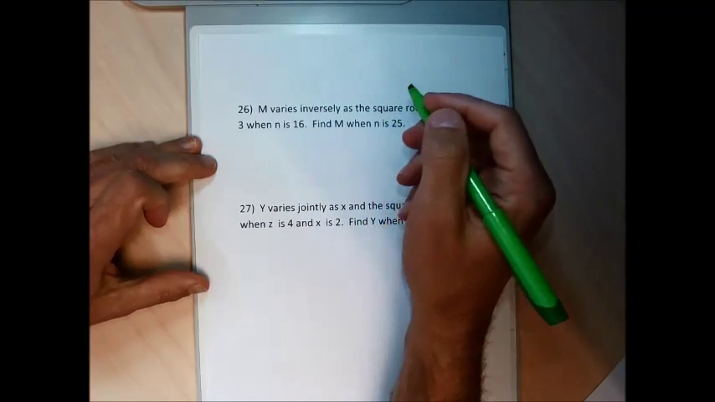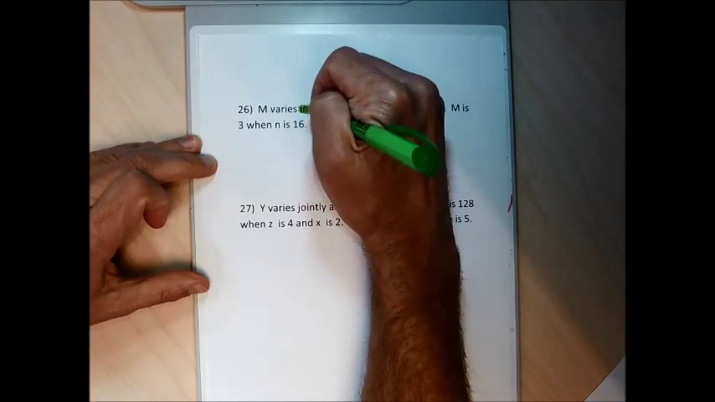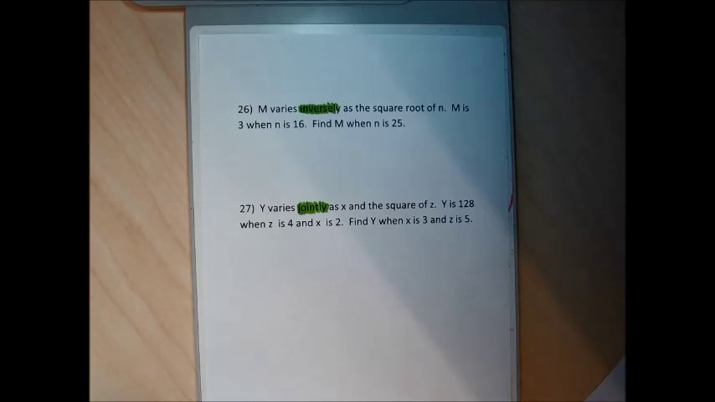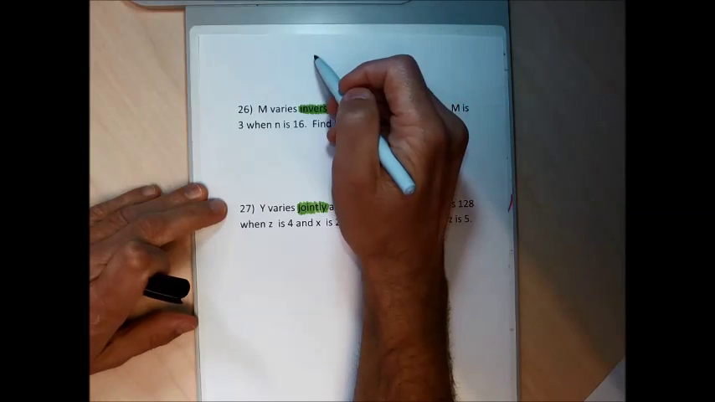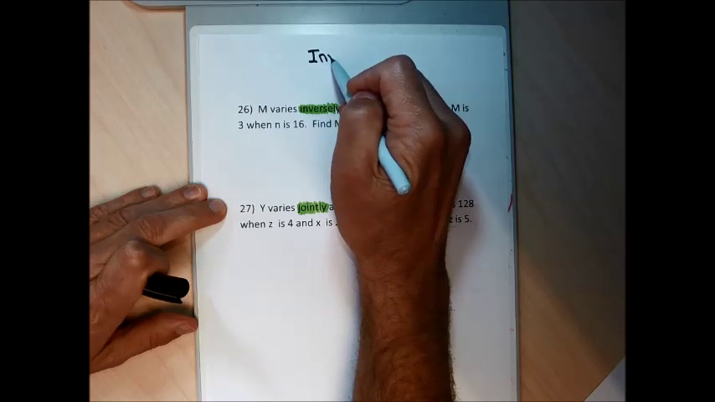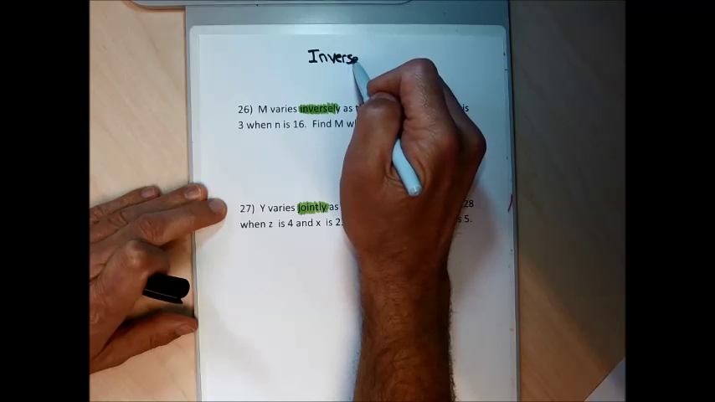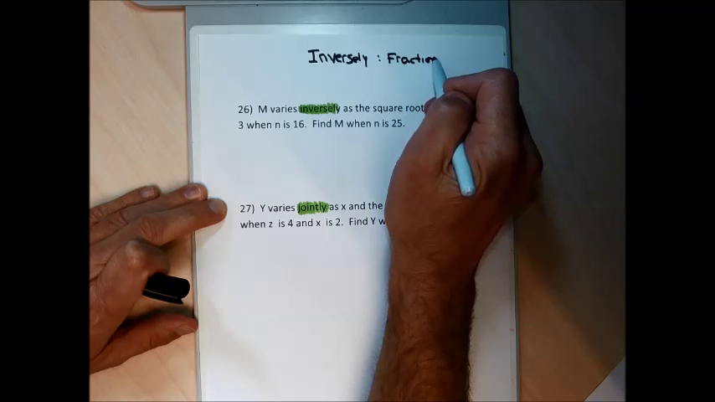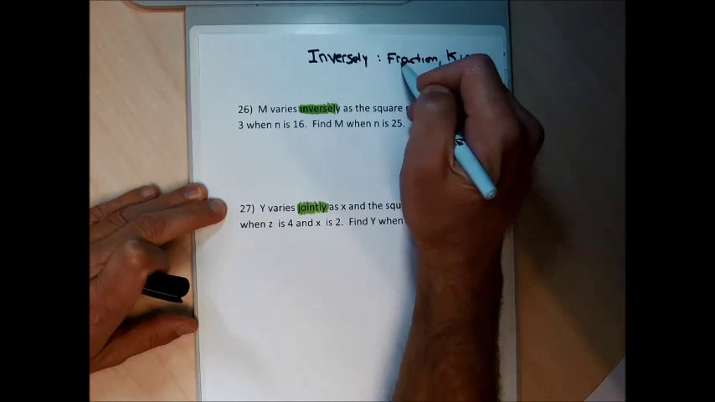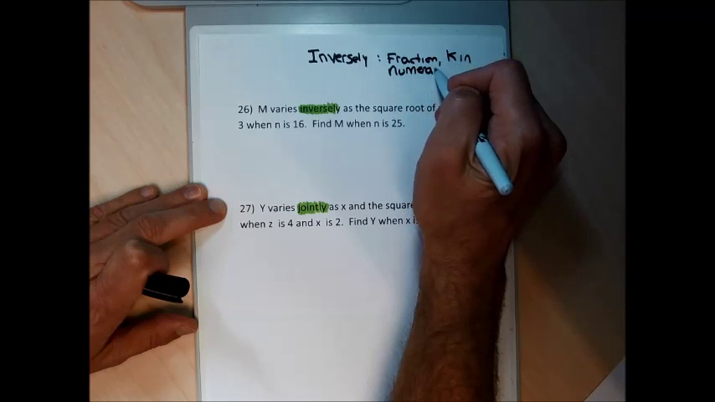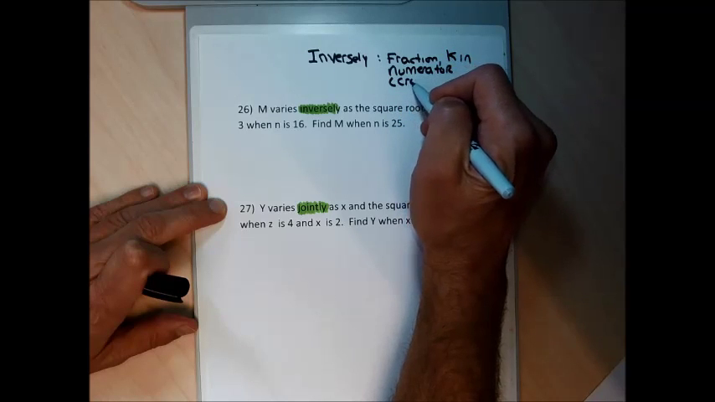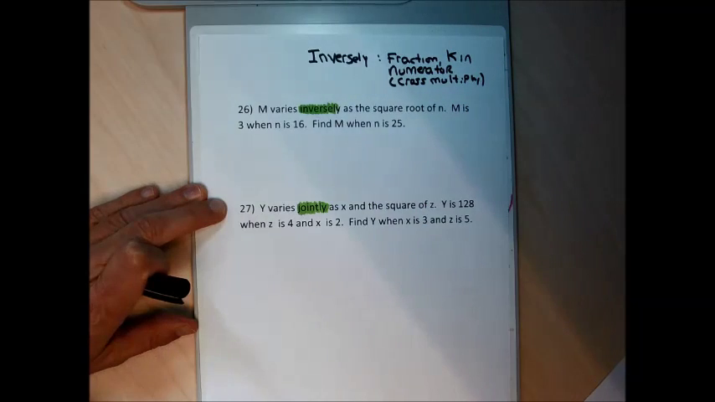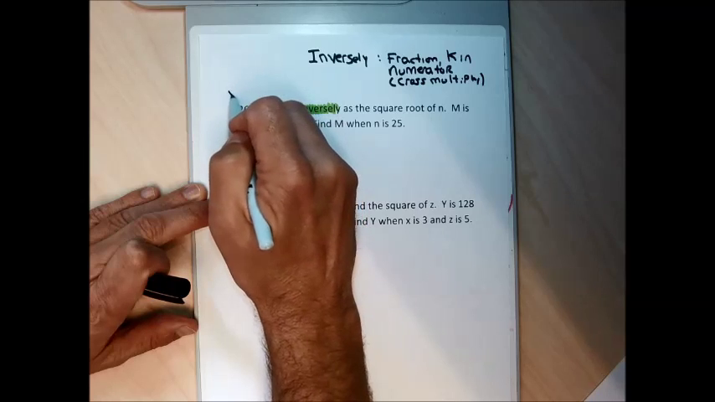So the last few problems on this review are dealing with the variation problems, and it's going to be important to remember the keywords and how they translate into equations. When I see inversely, I think fraction with k in the numerator, and usually the algebra involves cross-multiplying. If I see jointly or directly, I think multiply.